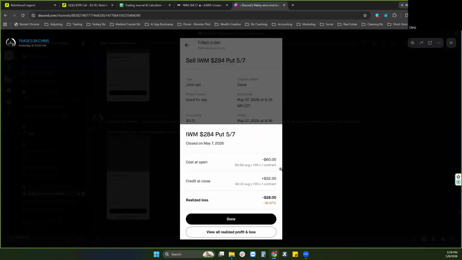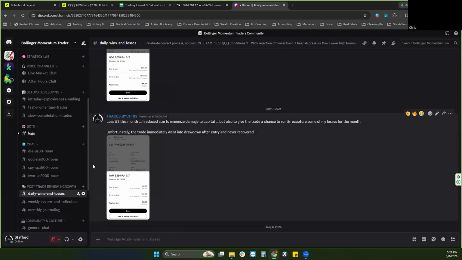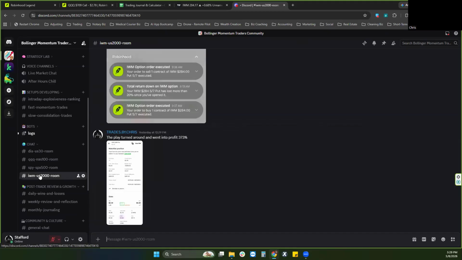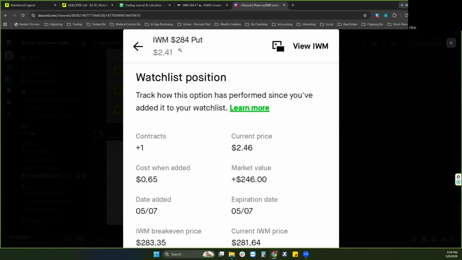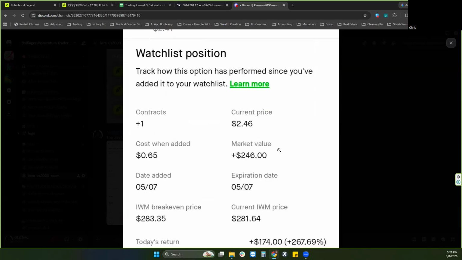All right, and so this is what it looks like here. Realized loss was only $28 or 47% is what I took the loss on. However, the trade did turn around and go in my favor. And that's why I always put the trade on my watch list. And so what happened was I had the 284 put. A put is for price to drop. When I added it, I added it at 65 cents and it dropped. It went into profit.